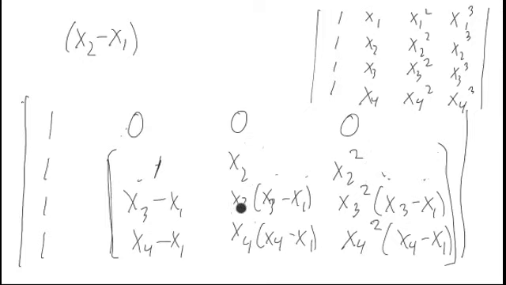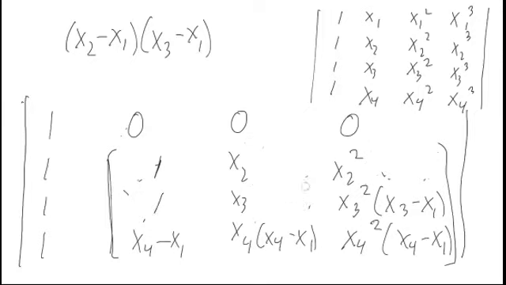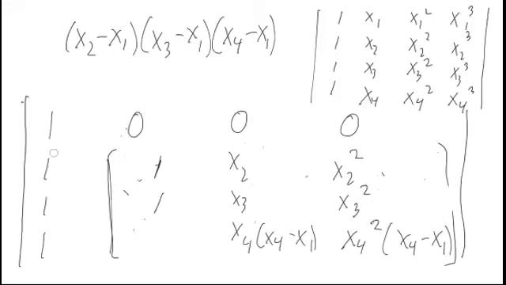And then right here, we see a factor of this row. We can factor that out and put it in the determinant calculation, x3 minus x1. And this row would simply be 1, x3, and x3 squared. Then in this row, we factor out the x4 minus x1, and we just get this. Now notice what we're getting. We're getting a smaller Vandermonde determinant.